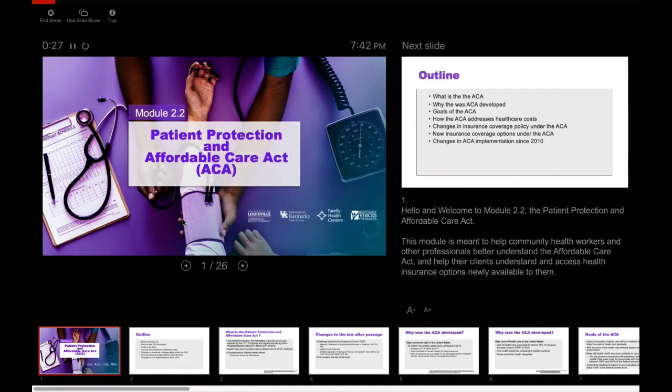Hello, and welcome to Module 2.2, the Patient Protection and Affordable Care Act. This module is meant to help community health workers and other professionals better understand the Affordable Care Act and help their clients understand and access health insurance options newly available to them.